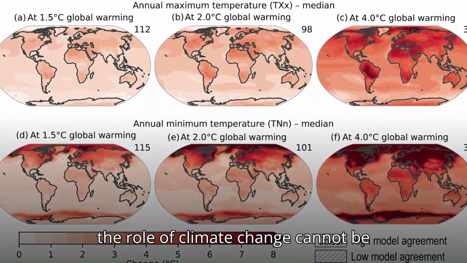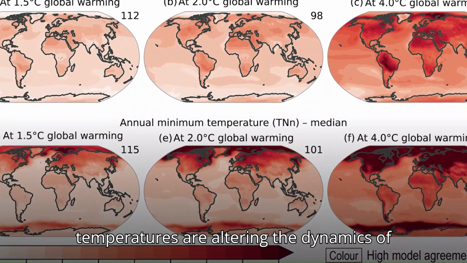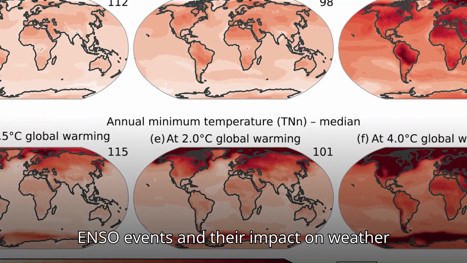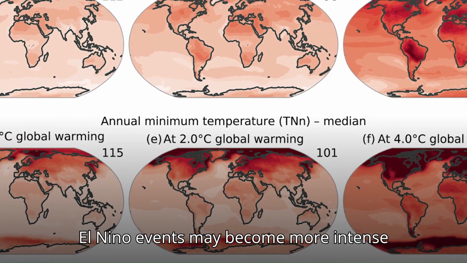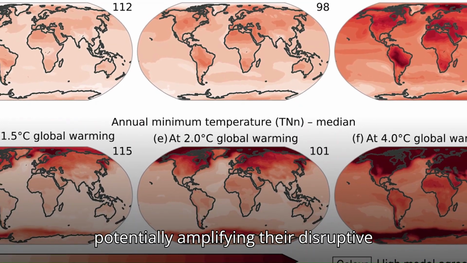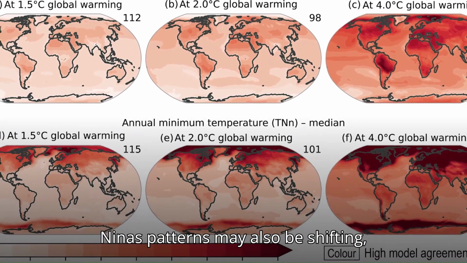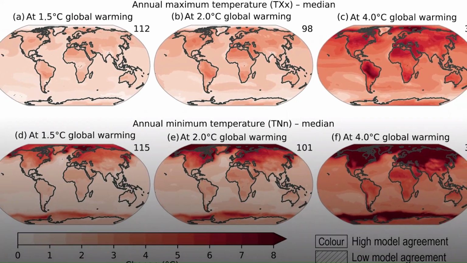Furthermore, the role of climate change cannot be overlooked. Rising global temperatures are altering the dynamics of ENSO events and their impact on weather systems. Some studies suggest that El Niño events may become more intense and frequent due to global warming, potentially amplifying their disruptive effects on the Indian monsoon. La Niña's patterns may also be shifting, leading to unexpected climate variability.